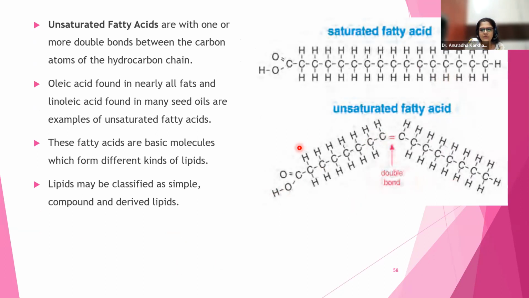This is your unsaturated fatty acid. Unsaturated fatty acids have one or more double bonds between the carbon atoms of the hydrocarbon chains. So this is one hydrocarbon chain, this is another, and you have got a carbon-carbon double bond between. Correct? Oleic acid found in nearly all fats and linoleic acid found in many seed oils are examples of unsaturated fatty acids. Remember the examples of unsaturated: oleic and linoleic.